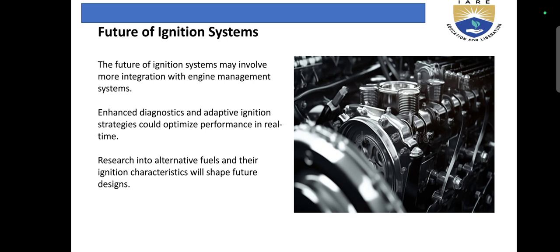Future ignition systems may involve more integration with engine management systems to optimize performance. Ignition characteristics will shape the future designs.